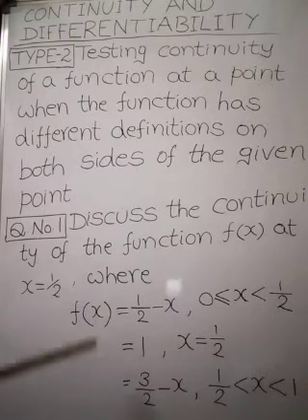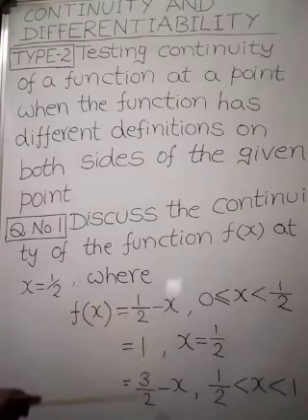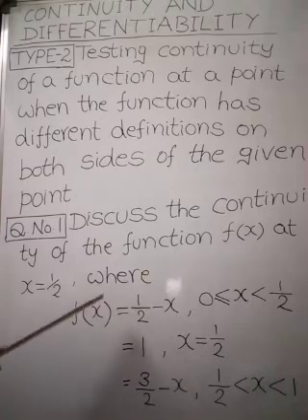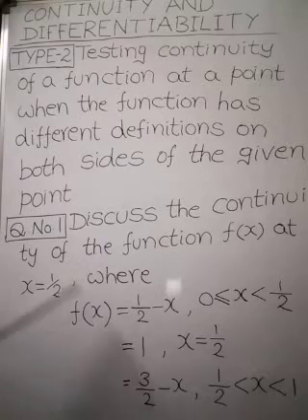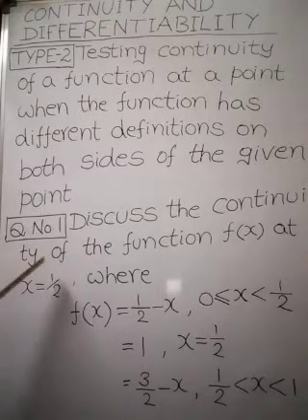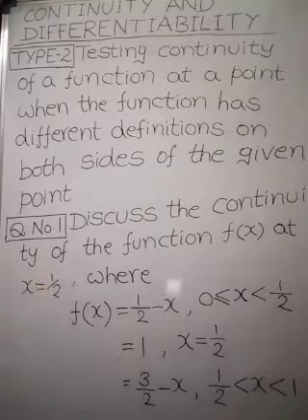Okay, my dear children, here the function is defined in three different ways. So here f is said to be a piecewise defined function. So here at x is equal to 1 by 2, we have to discuss the continuity of this function. Understood the question, my dear children? Right.